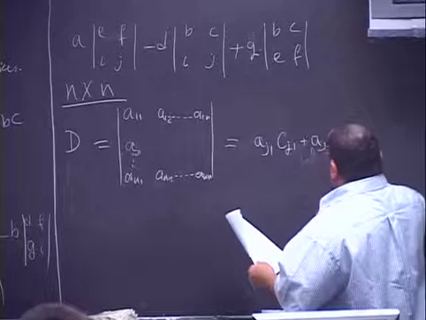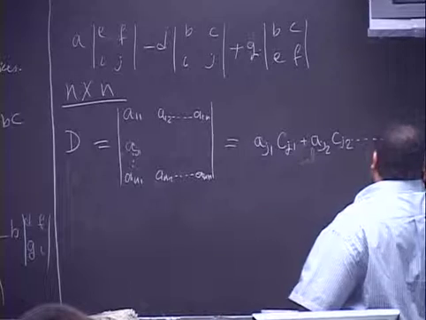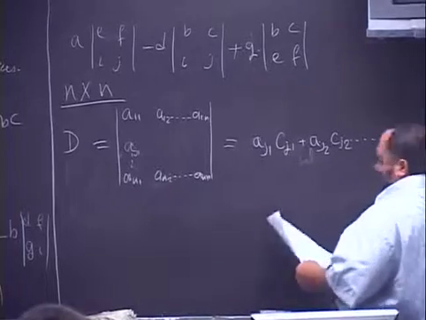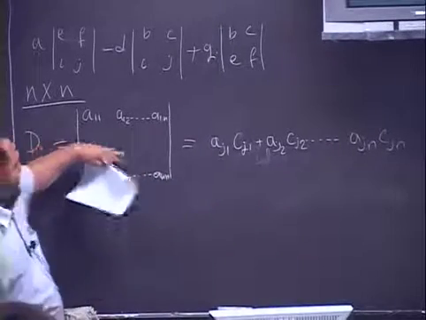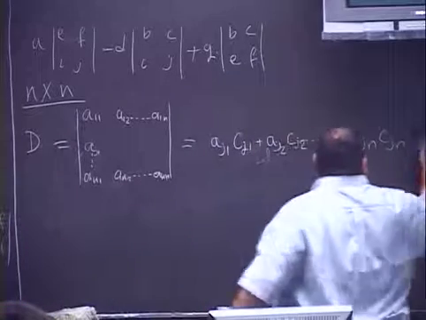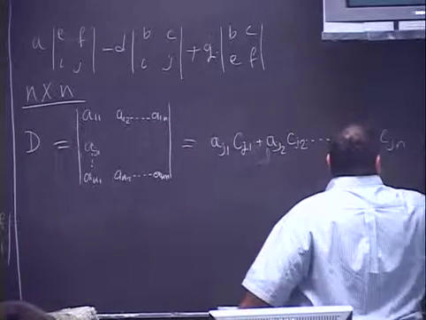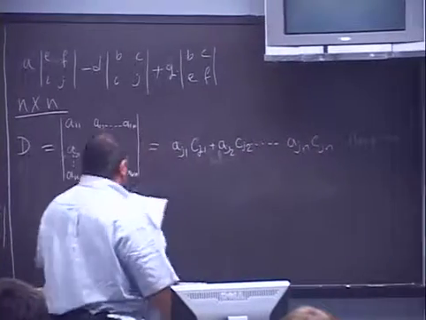AJ2 times CJ2, up to AJN multiplied by CJN. This is if you expand along the row number J. So this is expansion along row J.